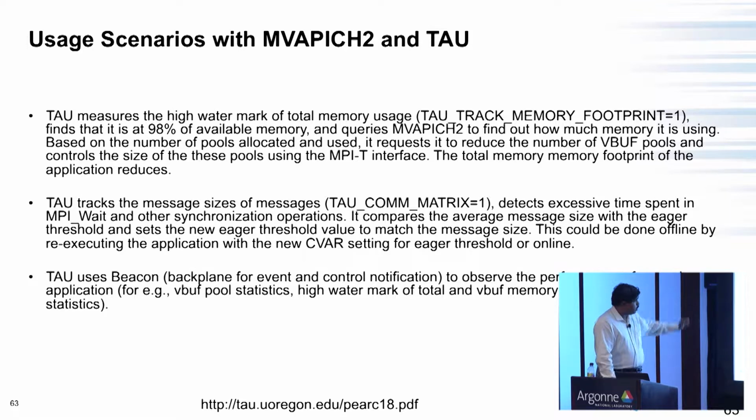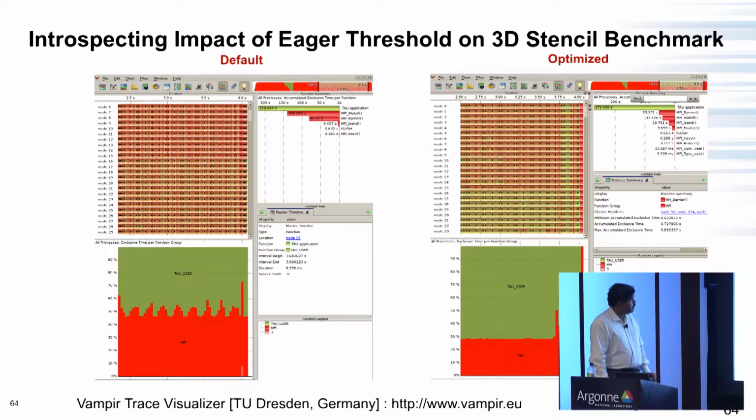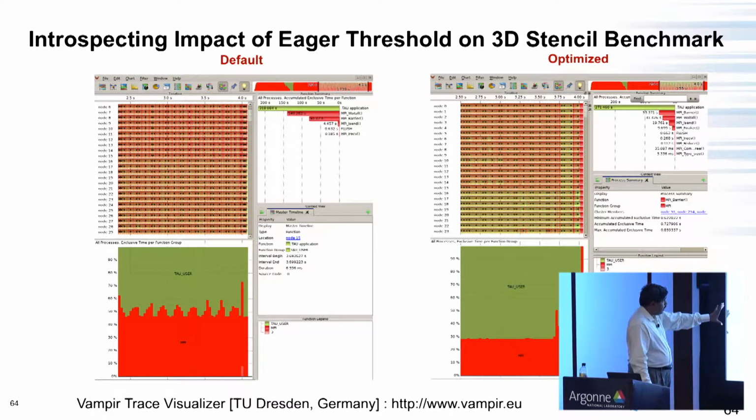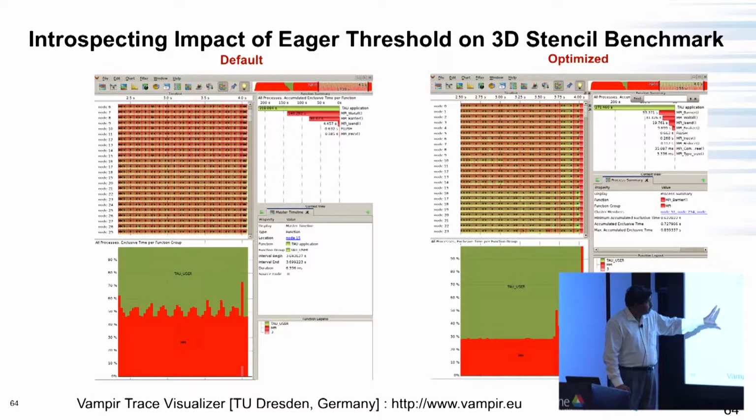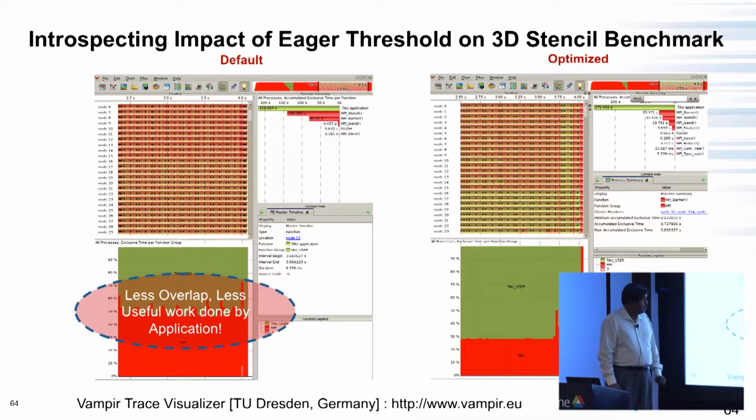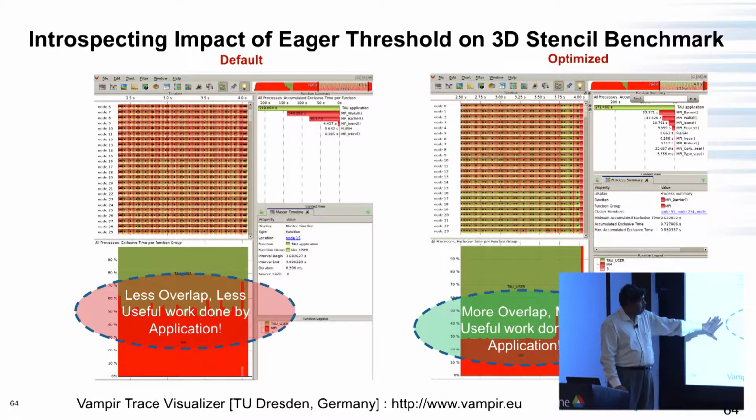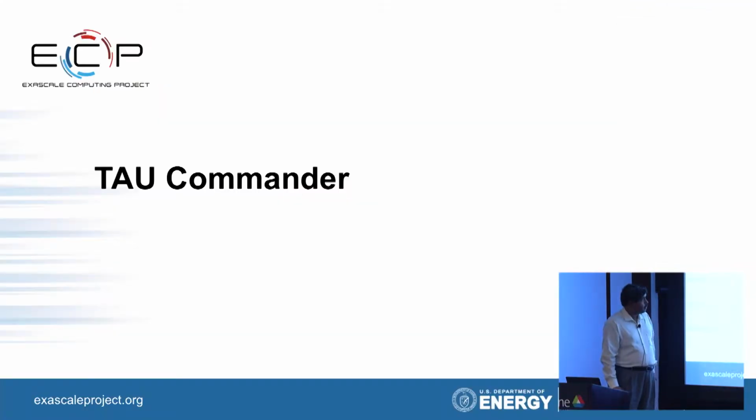Here are some execution scenarios. I will not go into this in detail, but I want to say that using this, we could reduce the time spent in MPI significantly. This is before, this is after. This is being shown in the Vampir tool, which comes from TU Dresden. And TAU can generate OTF2 traces and target the Vampir tool directly. So there's less overlap here, there's more overlap over there.